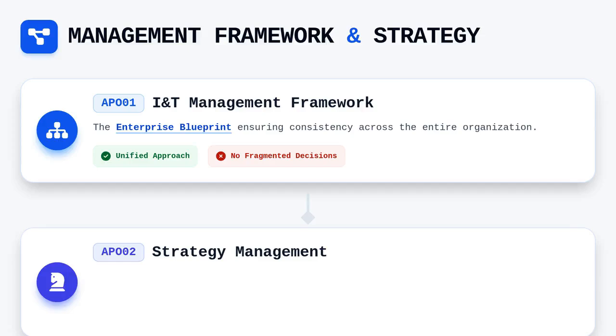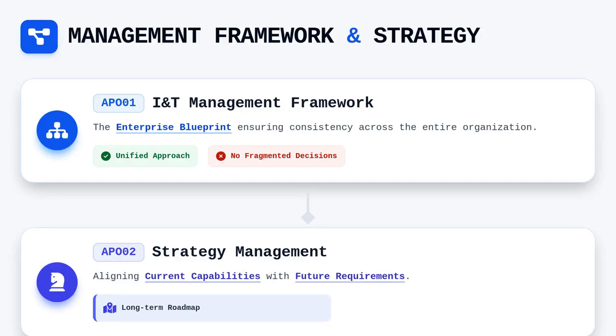Following this, APO02 pushes us to manage strategy by aligning current technological capabilities with future business requirements. It is not enough to simply react to requests. You must understand the long-term roadmap of the business and ensure that your technology stack supports that vision. If your business strategy changes, your IT strategy must shift in tandem, or you will find yourself providing solutions for problems that no longer exist.